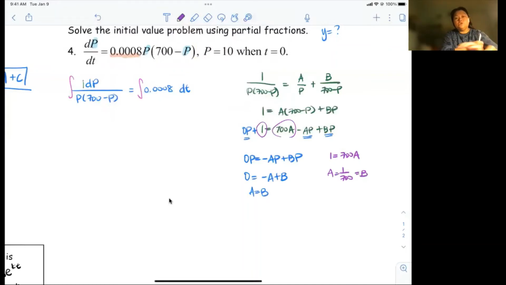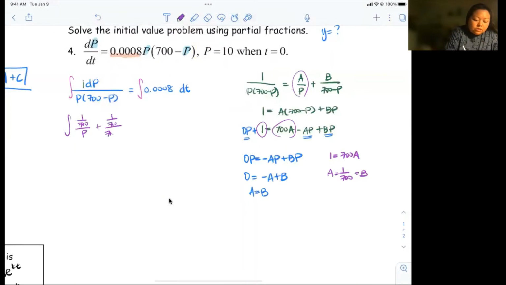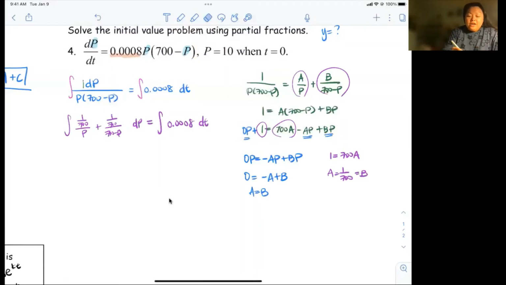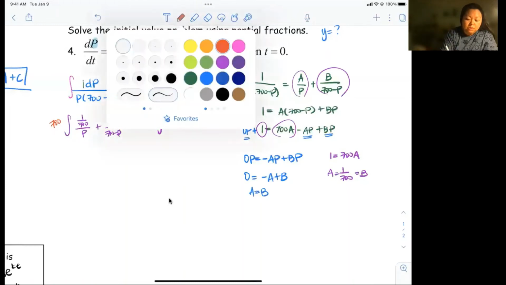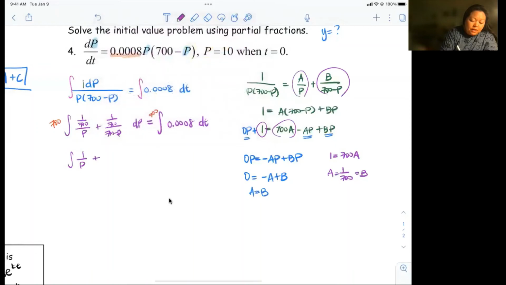So now I can replace that in my integral. Over here on the left-hand side, this now becomes the integral of (1 over 700) over P, that's the first fraction, plus (1 over 700) over (700 minus P), the second fraction, dP, equals the integral of 0.0008 dt. Okay, now I know this is very ugly and not clean, so let's clean this up a little bit. That 1 over 700 is bothering me, so I'm going to multiply both sides by 700 to get rid of the fraction. I can't get rid of the P because that's a variable, but I can multiply by any number to balance the equation and make it easier. So this becomes the integral of 1 over P plus 1 over (700 minus P) dP. And if you multiply that out, I get 0.56 dt.